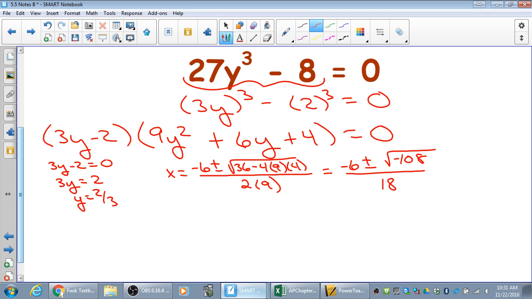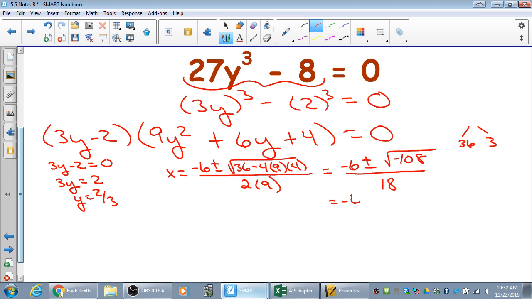I need the perfect squares in 108. I think, is there a 16 in there? No. 108 divided by 4 is 27. So there must be a 36 in there. 108 divided by 36 is 3. So 36 and 3 is 108, and 36 being the perfect square.